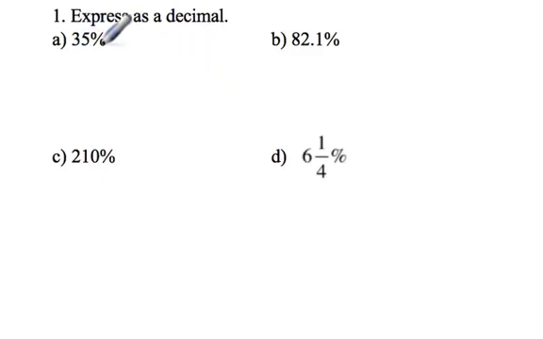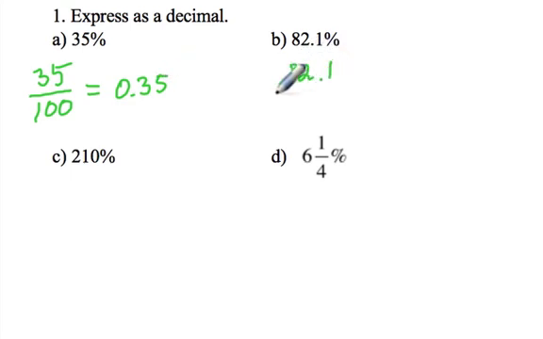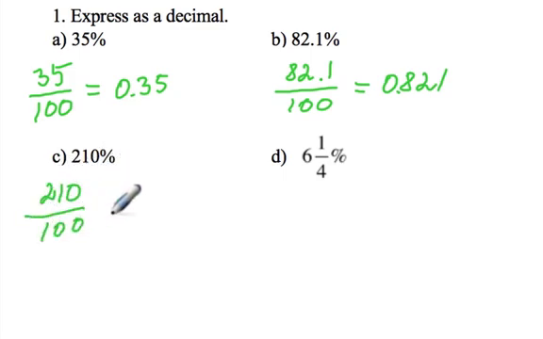Here we have a percent and we have to express it as a decimal. Remember, you can think of a percent as a number out of 100. So 35% is 35 out of 100 equals 0.35. 82.1% is 82.1 out of 100 equals 0.821. 210% is 210 out of 100 equals 2.1.